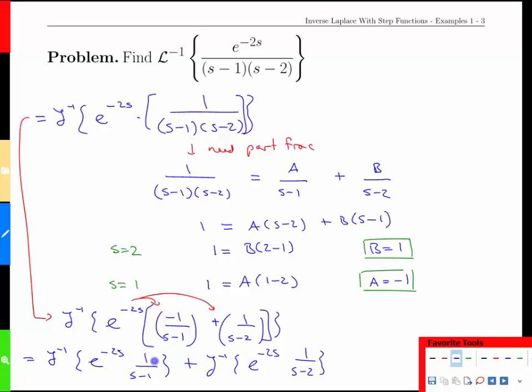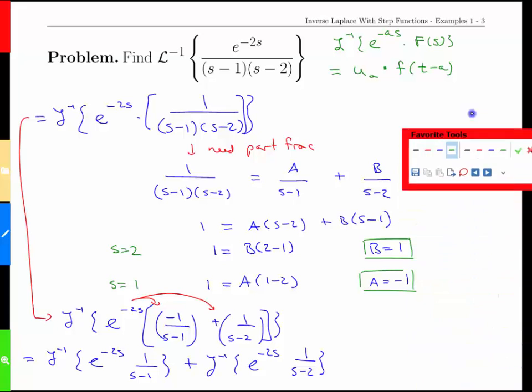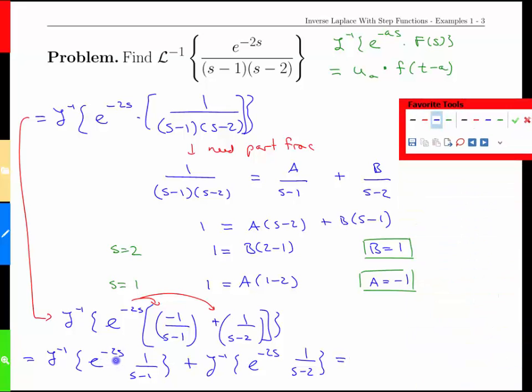At this stage here, we can apply our rule from before. When we have an e to the negative as times some function we know the inverse transform of, we get the step function on at a, times f of t minus a. All the t's that we would have gotten are replaced with t minus a. What does that give us here? E to the negative 2s gives us a u2. This transform here is of e to the positive 1t, but we're going to replace the t with t minus 2.